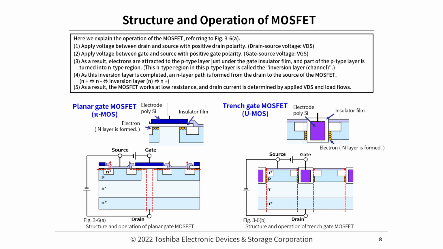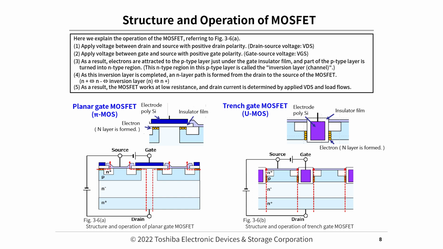Structure and operation of MOSFET. Here we explain the operation of the MOSFET, referring to figure 3-6a. 1. Apply voltage between drain and source with positive drain polarity. Drain-source voltage, VDS. 2. Apply voltage between gate and source with positive gate polarity. Gate-source voltage, VGS.